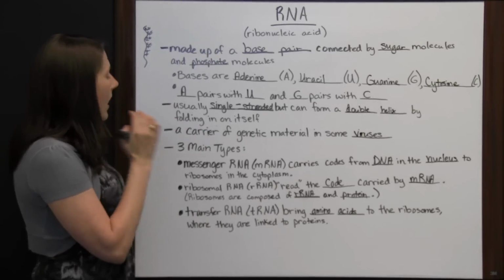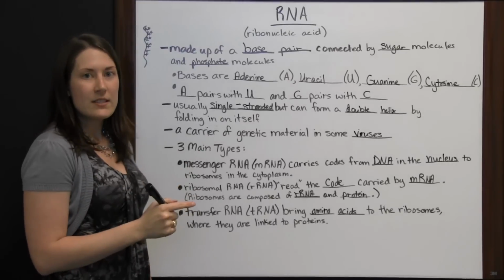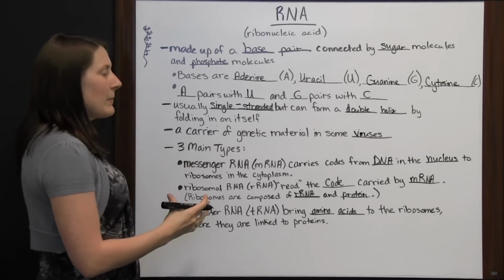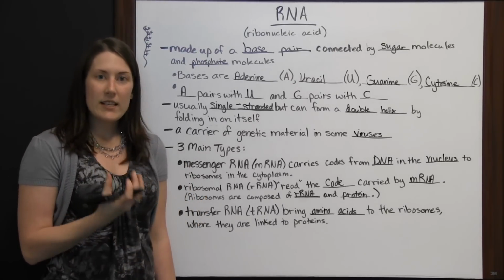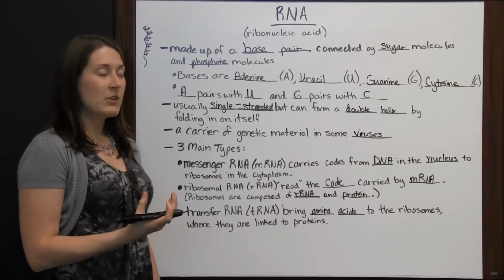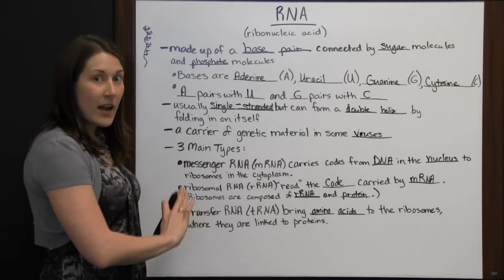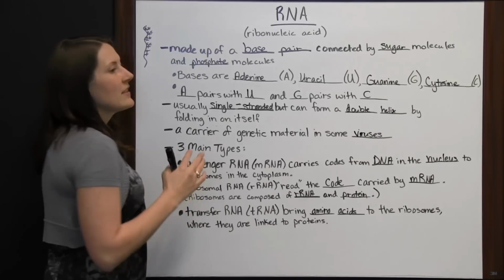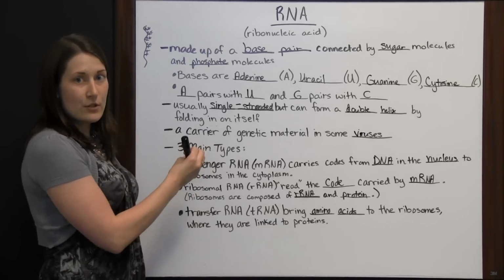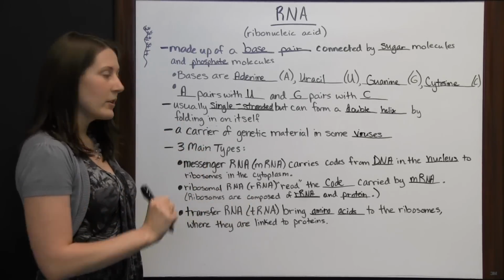So you can see RNA is moving around the cell a lot. It's not just staying in one place. DNA is mainly just going to stay in the nucleus and hold that genetic material. RNA is going to move it around, except in the case of viruses, where RNA is the main holder of genetic material instead of just a transport system.